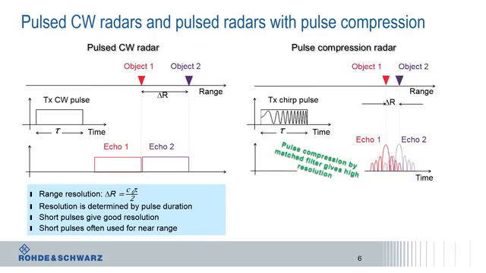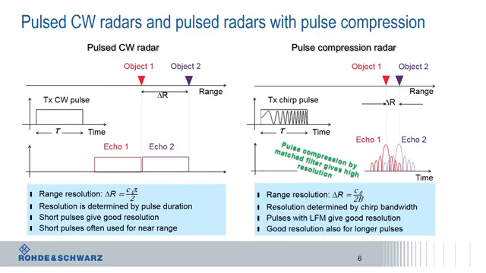But there are also pulse compression radars. Pulse compression radars use modulation on pulse. So now the resolution depends directly on the used bandwidth of the pulse. So now also with longer pulses a good resolution can be achieved. And now good resolution is also available for longer ranges.